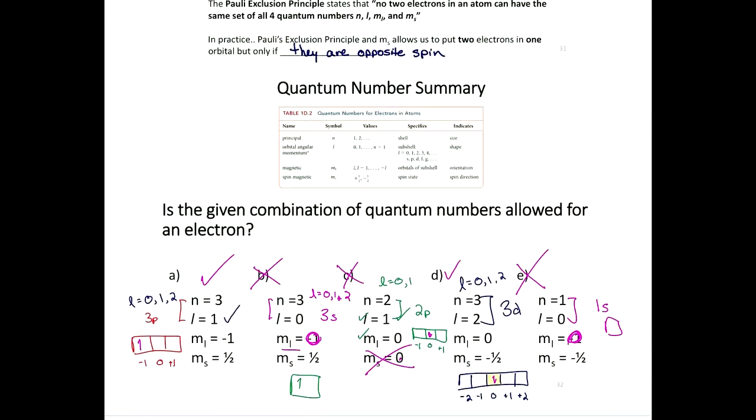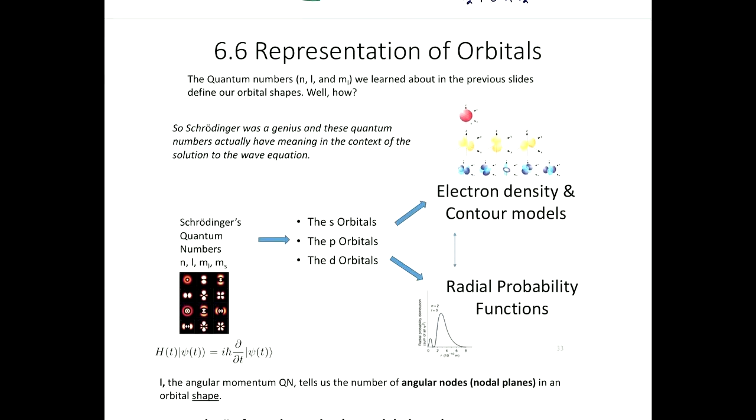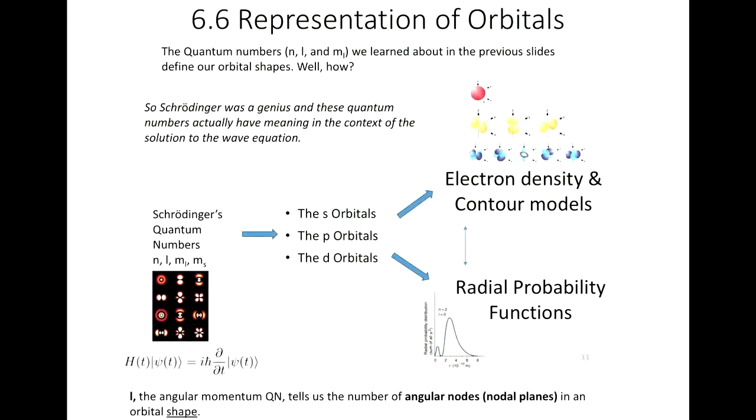All right, so let's actually talk about what these numbers mean, because yes, you might just memorize the different rules relating N, L, M sub L, but these numbers actually have meaning. Remember, they're the solutions to the Schrodinger equation. We actually solve the Schrodinger equation in polar coordinates, and it tells us a little bit about where we find electron density relative to how far we are away from the nucleus.